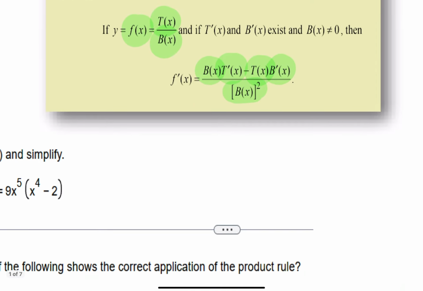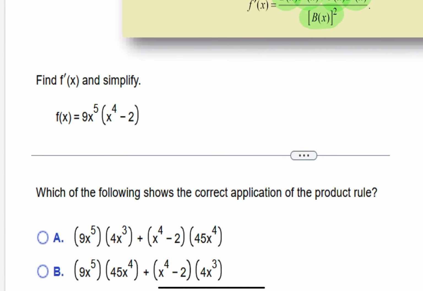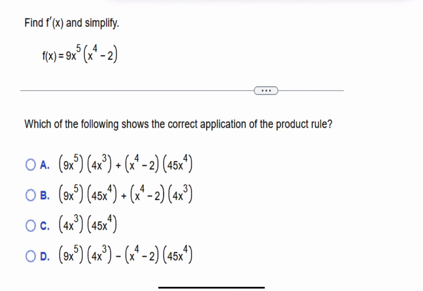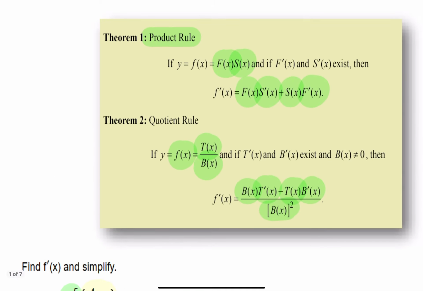What do I mean by that? Let's go ahead and take a look. So here I have two functions. One is 9x to the power 5 and the other one is x to the power 4 minus 2. This is a product, so I will be using the product rule.